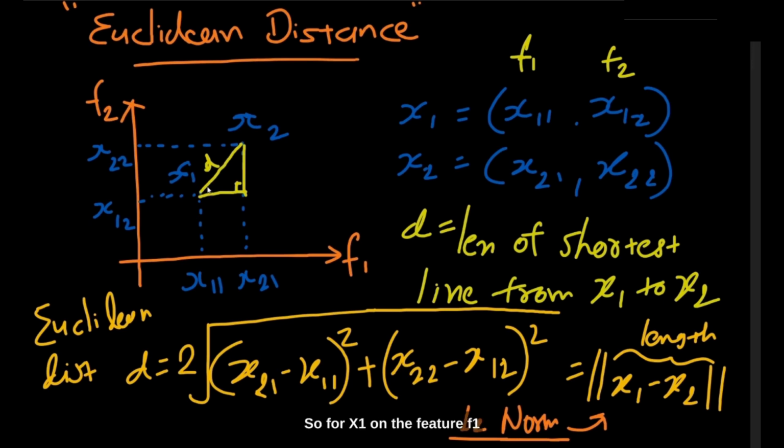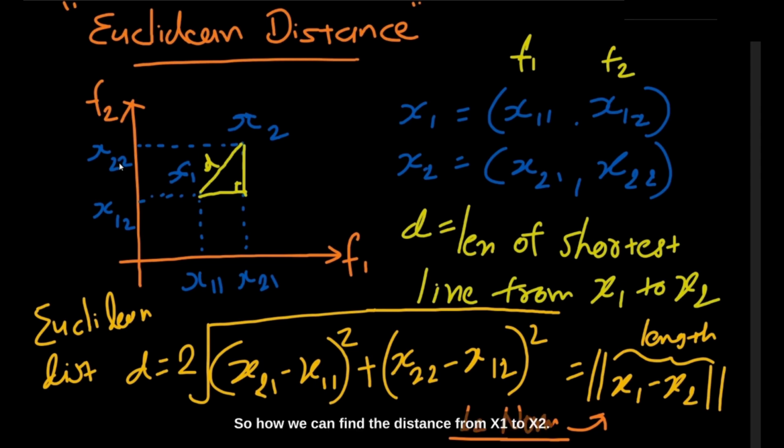So for x1 on the feature f1, what will be the point here? It will be x11. Let's say it is x11, and on the feature f2 axis for x1, this is point x12, and same for x2 also. For x2, we have on feature 1, let's say this is x21, and on the feature f2 axis for x2, this is x22.